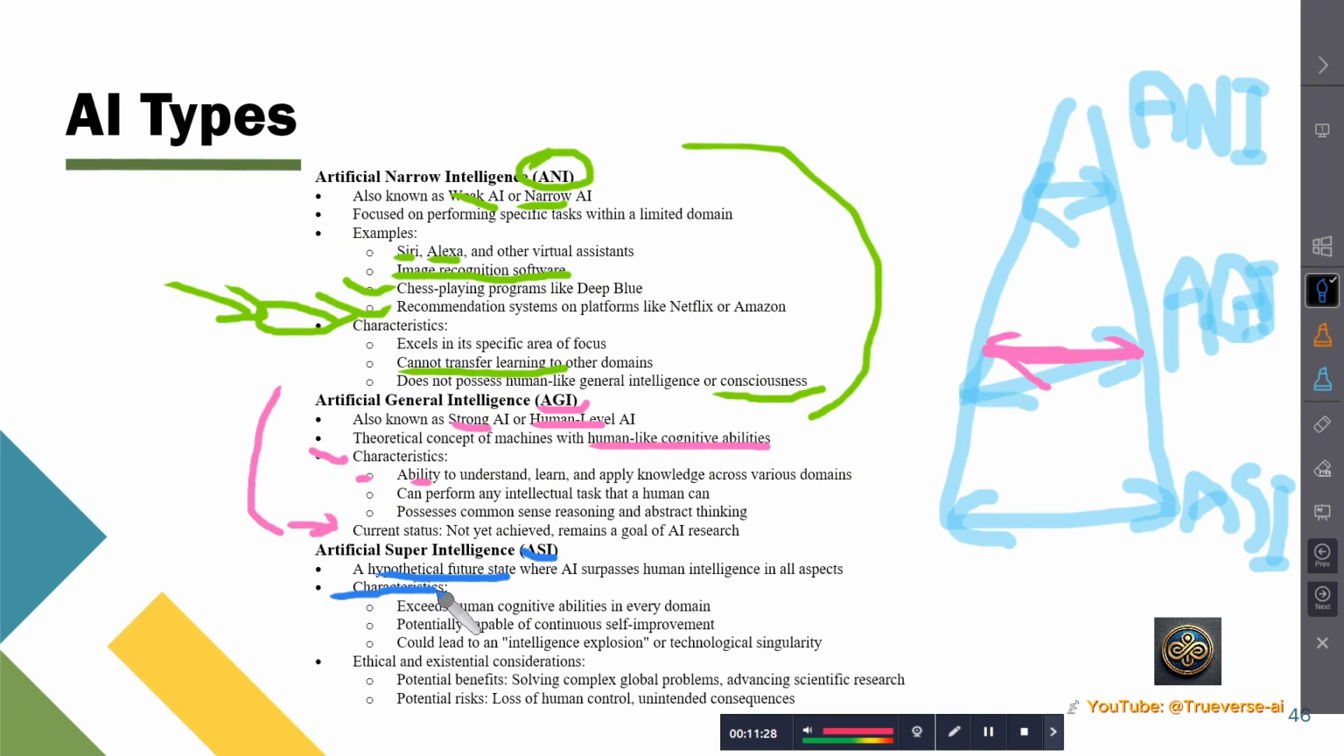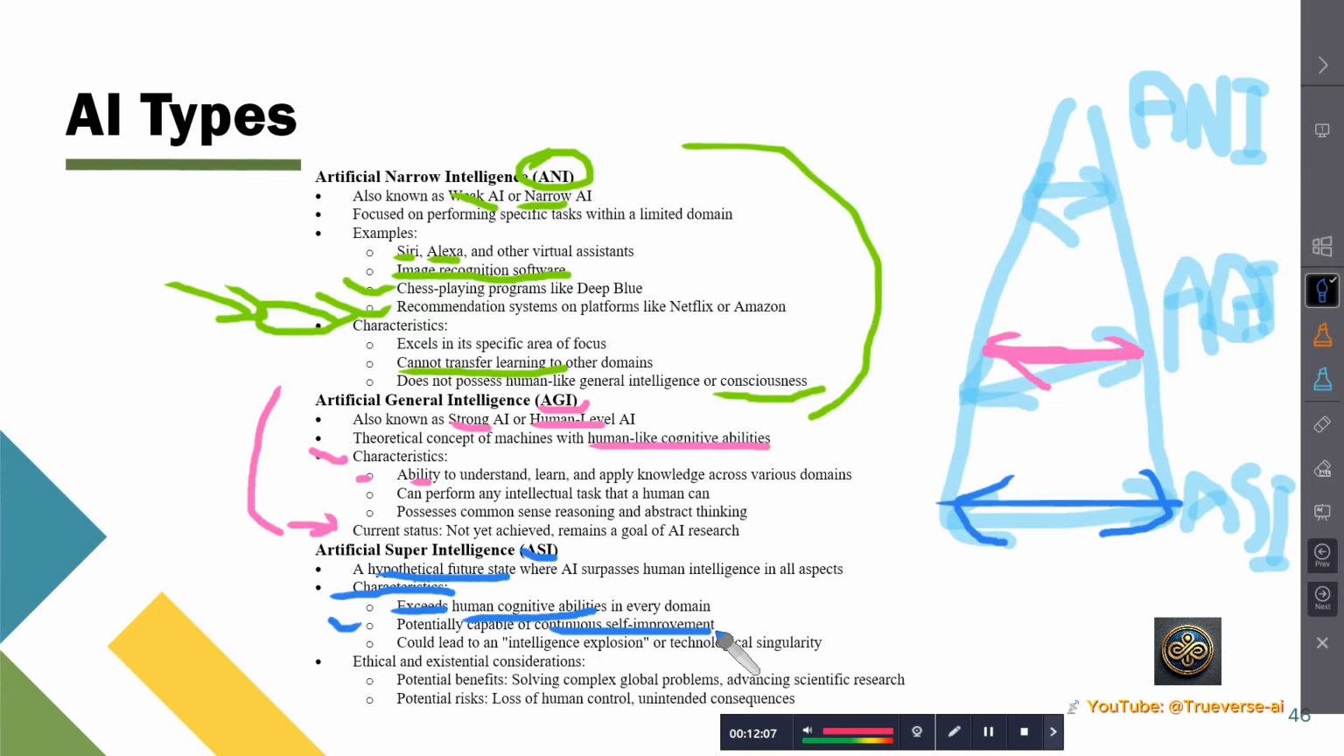So let's see the characteristics of ASI. It would exceed human cognitive ability. Exceed, right? This is a little bit high level: AI in every domain, including problem solving, creativity, and decision making. ASI could be capable of continuous self-improvement. So this is the point, continuous self-improvement.